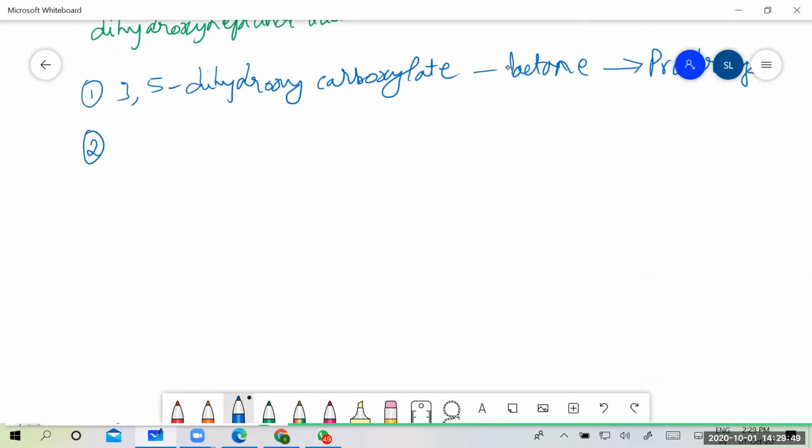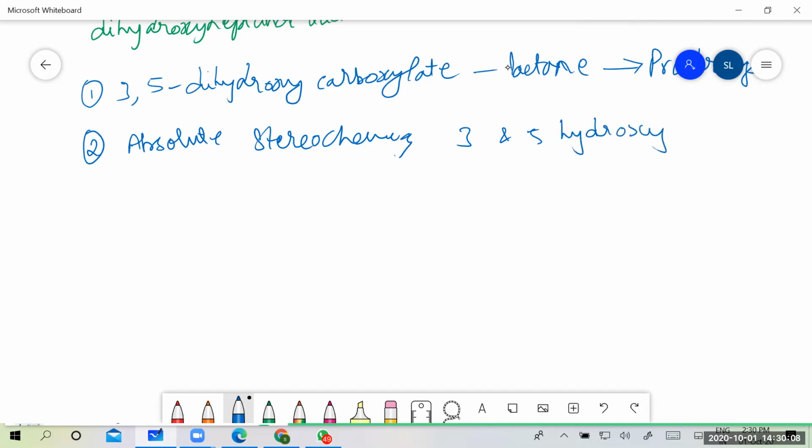Then the second point is the absolute stereochemistry of the third and fifth hydroxy groups. The third and fifth hydroxy groups must be the same as that found in myostatin or lovastatin. So they must be similar to that of myostatin or lovastatin. This is the second SAR point.